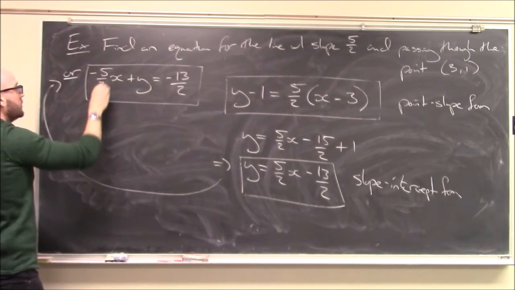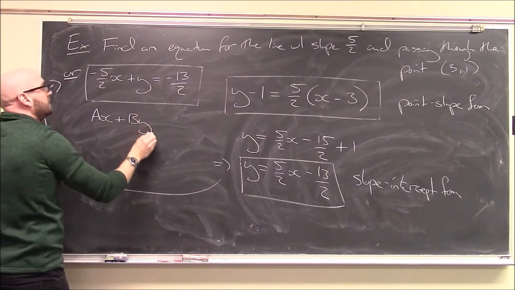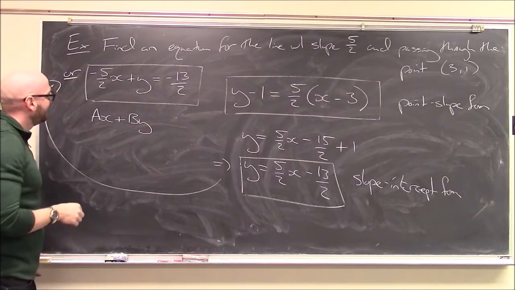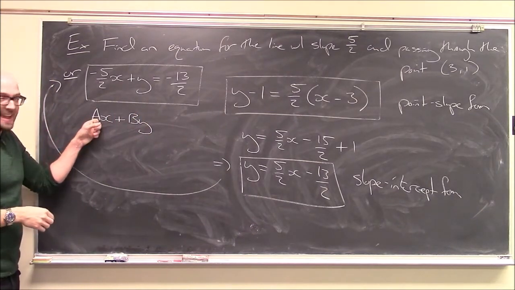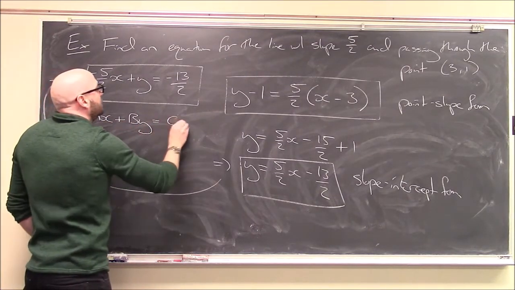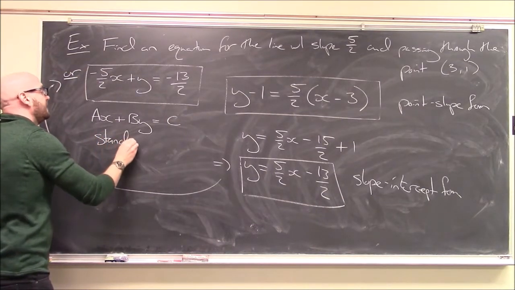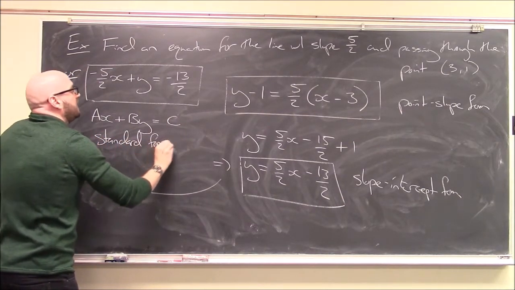So this is in the form of a constant a times x plus a constant b times y is equal to some constant c. And this is what my math lab and the textbook sometimes call standard form.